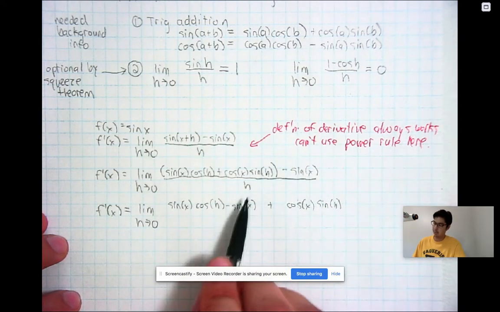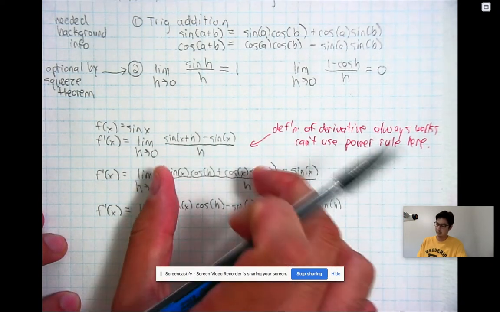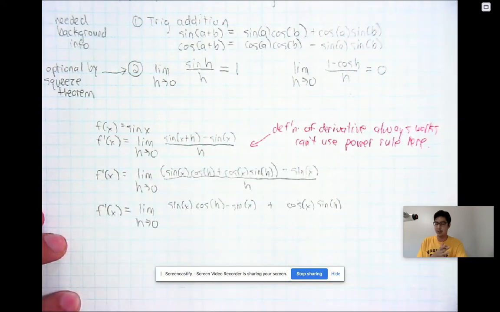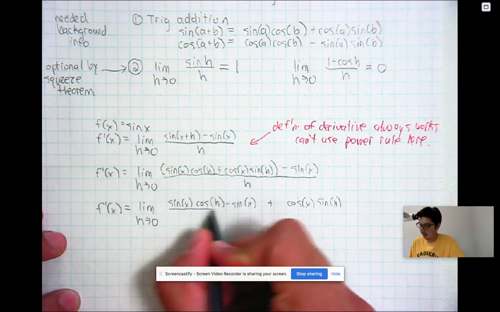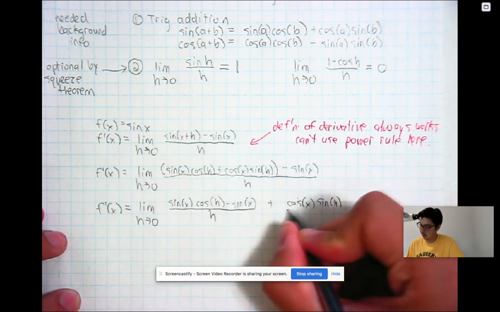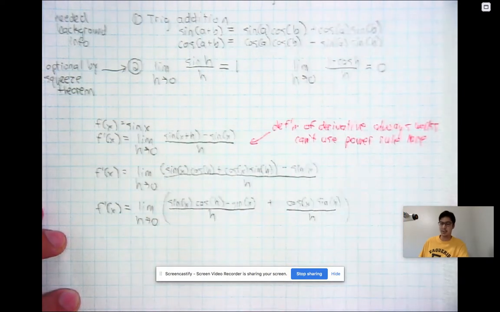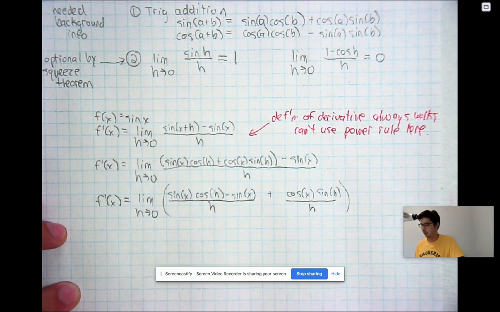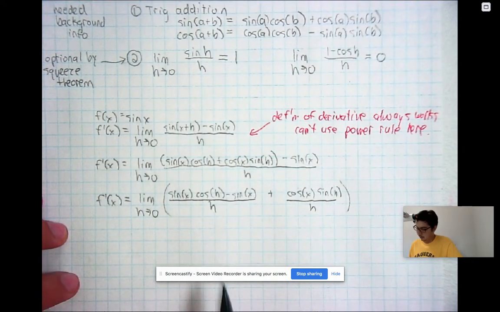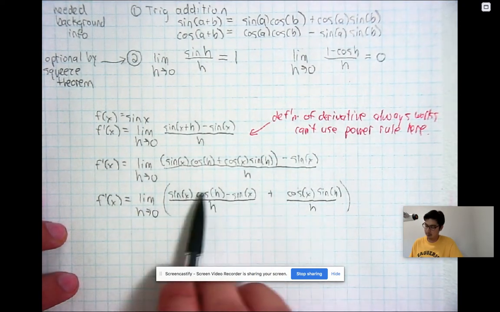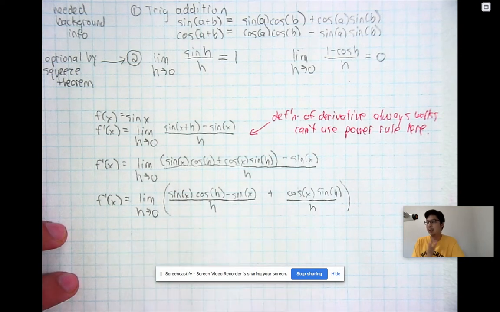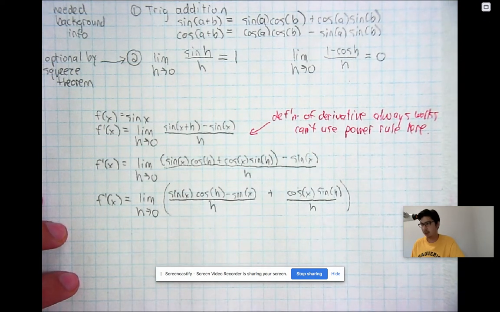And now remember, since this is just adding fractions, I can separate those fractions if I just keep common denominators. So I'm going to do them both over h. Notice that it's the limit of all of this. I didn't change the problem. I'm just separating the fractions that are being added here. Now, with limits and addition, you can take the limit of each function, and it'll still equal the limit of its sum.